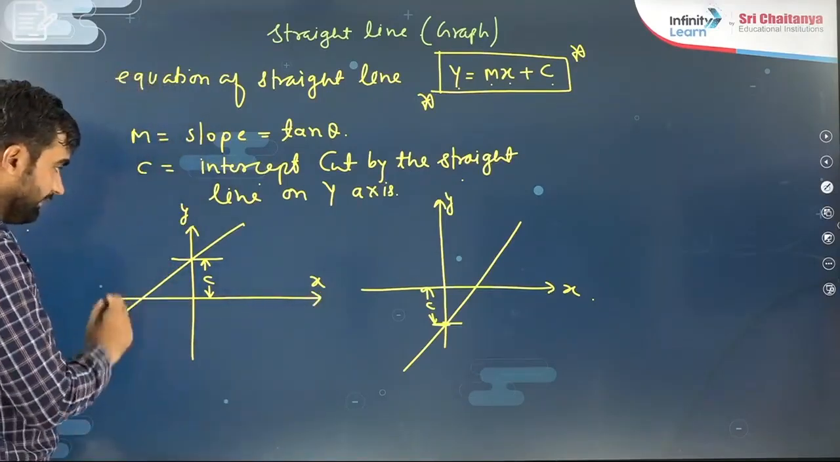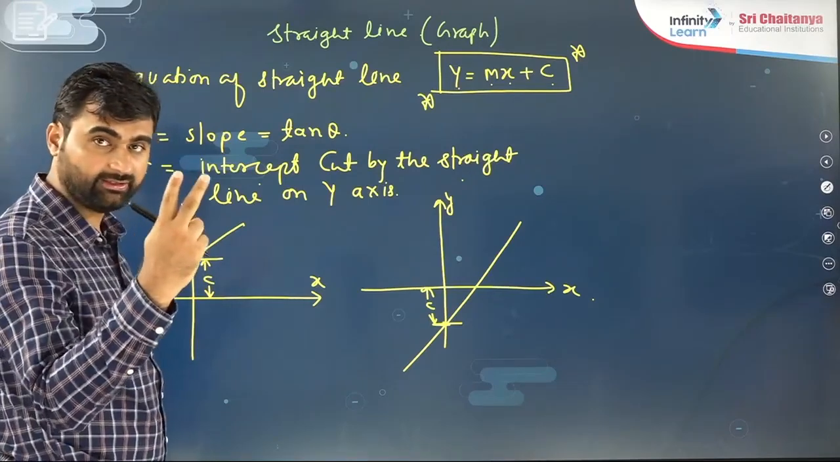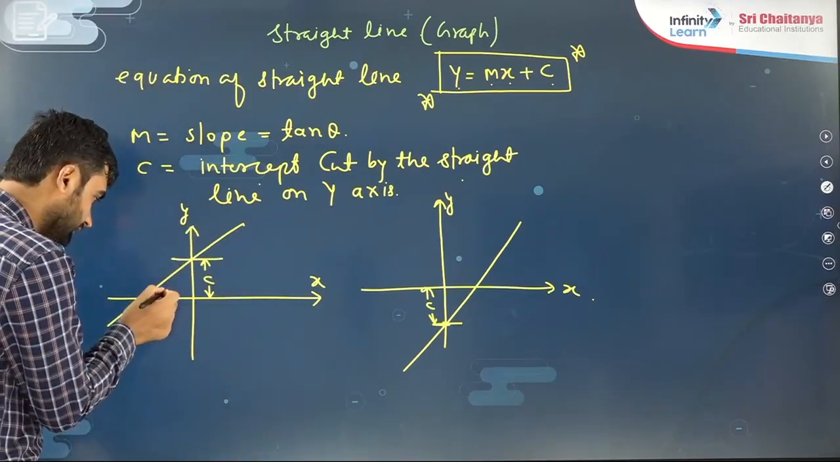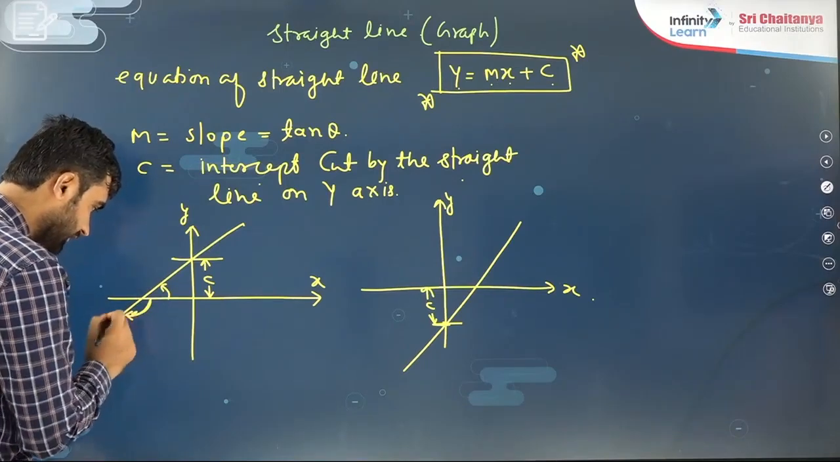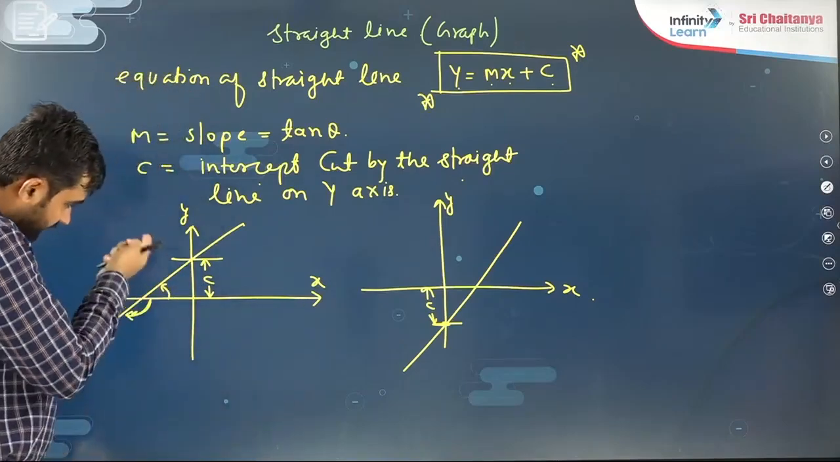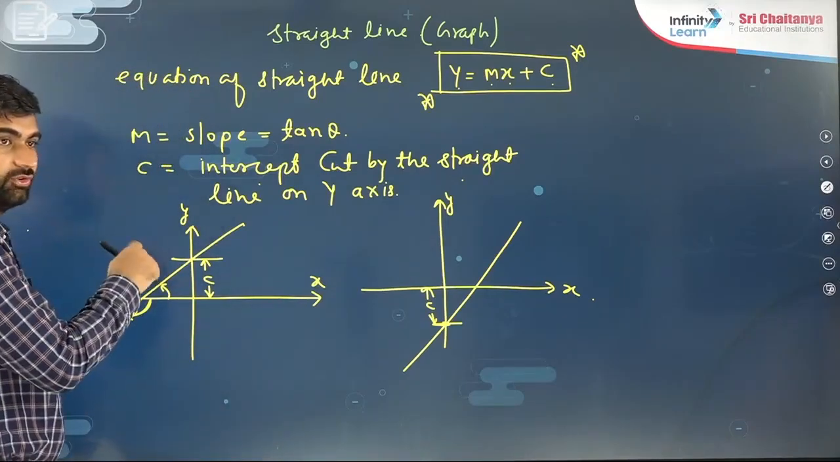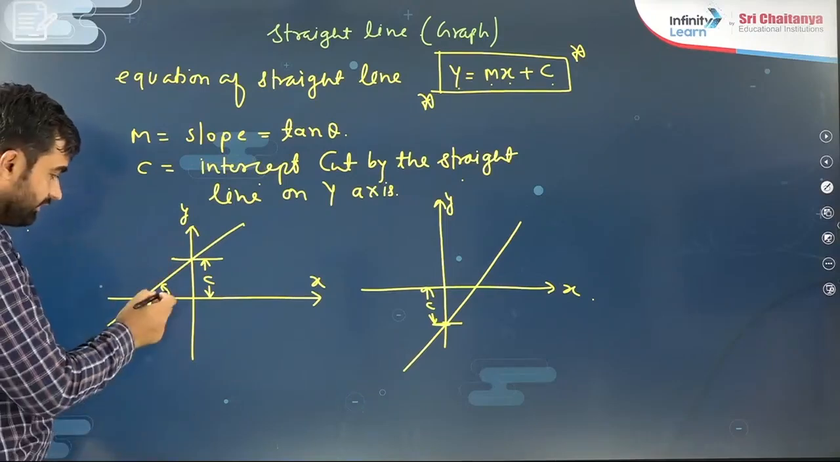At the same time, this straight line is making two angles with the x-axis. One angle is this one, another angle is this one. Agree or not? So which angle do we have to take? The one which is in the anti-clockwise sense. This is clockwise and this is what? Anti-clockwise.